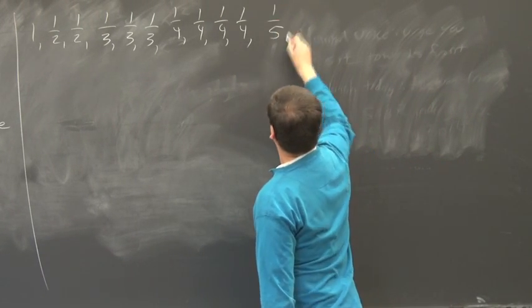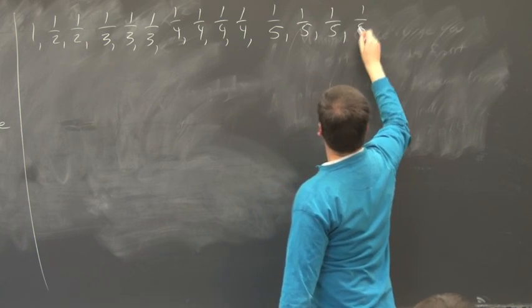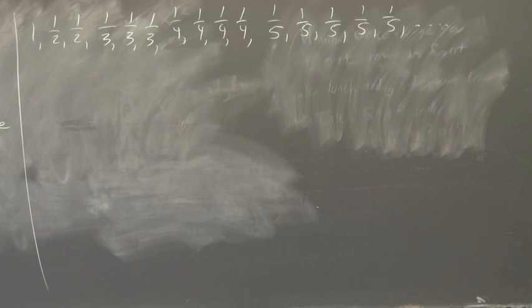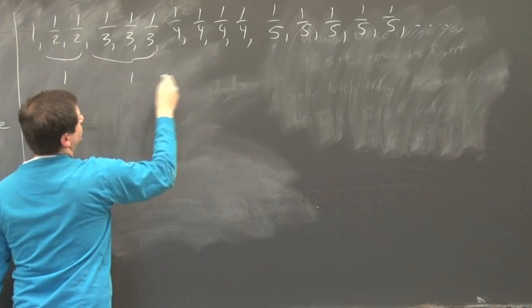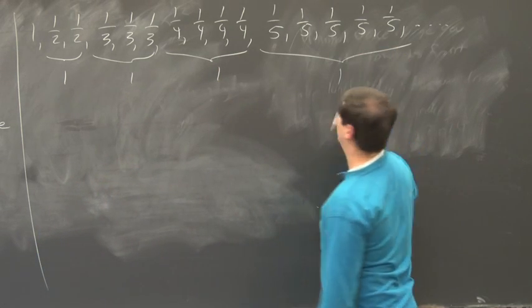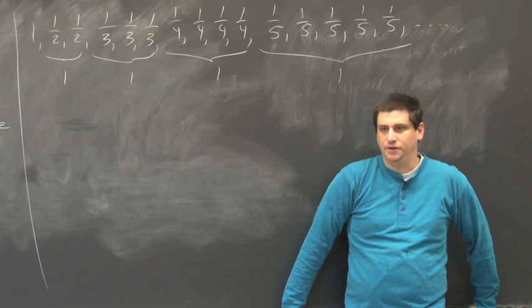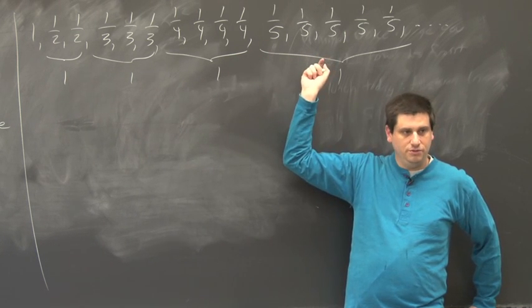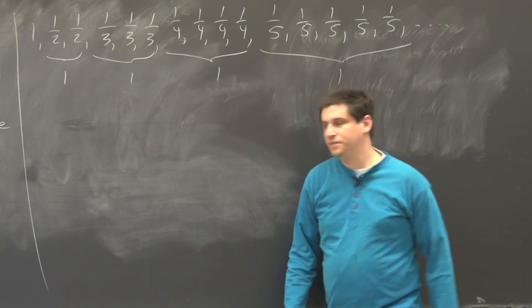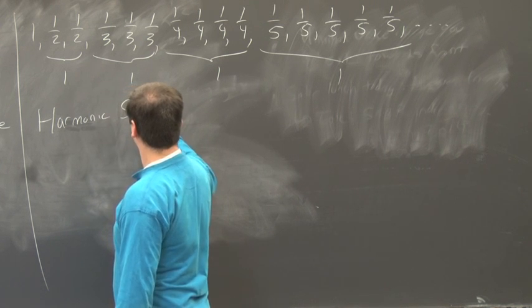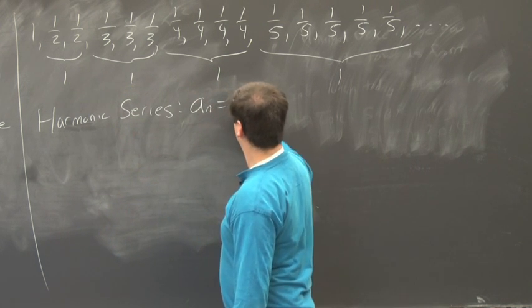There we go. So this should be pretty clear that this series is going to diverge. And so if we look, the sum of these two terms is 1, the sum of these 3 is 1, these 4 is 1, these 5 is 1. So the series is going to diverge. It's going to diverge very, very slowly. But the terms are tending to 0, and the sum blows up. So another example is the harmonic series. So here, an is 1 over n.